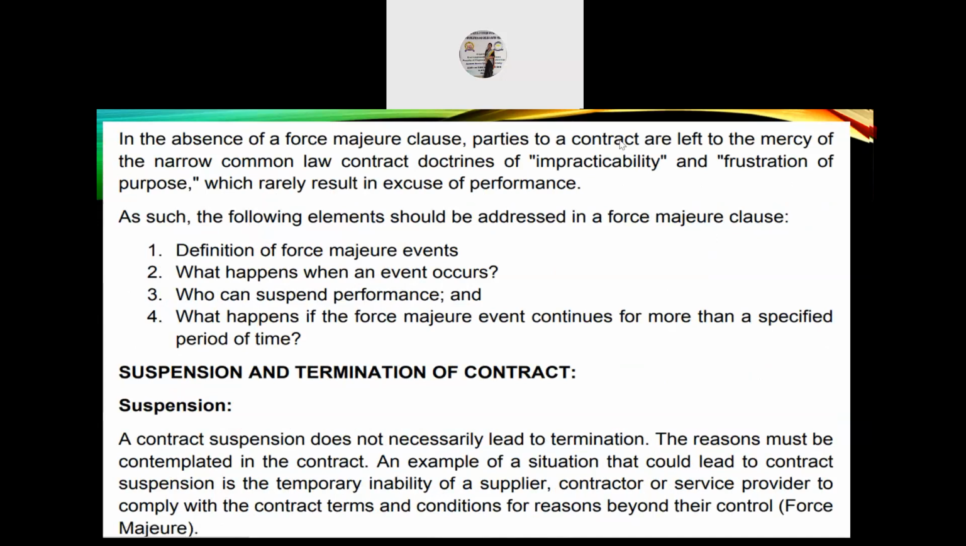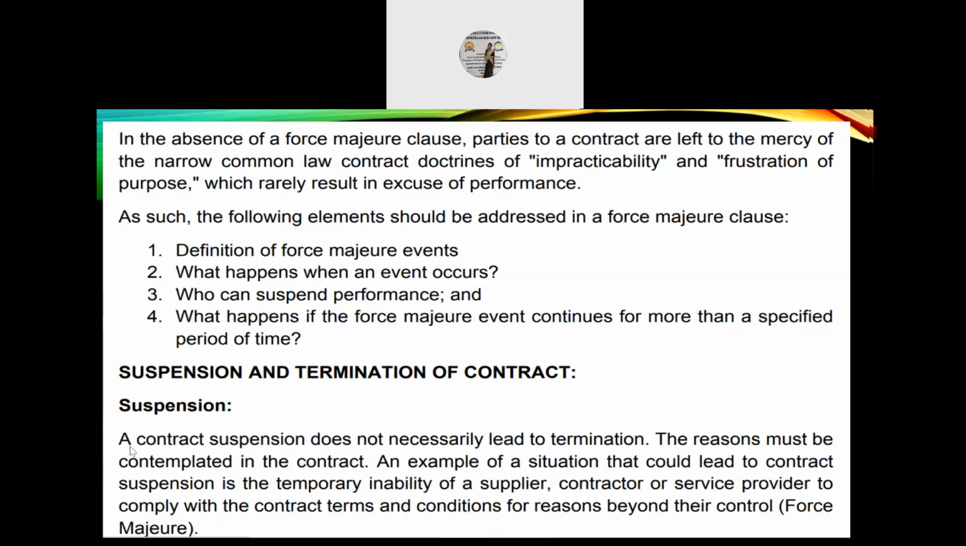In the absence of a force majeure clause, parties to a contract are left to the mercy of the narrow common law contract doctrines of impracticability and frustration of purpose, which rarely result in excuse of performance. As such, the following elements should be addressed in a force majeure clause. Definition of force majeure events. What happens when an event occurs? Who can suspend performance? And what happens if the force majeure event continues for more than a specified period of time? Next is suspension and termination of contract.